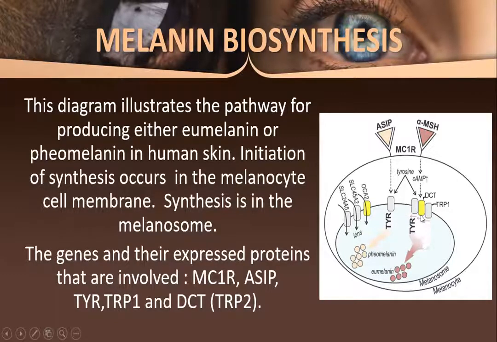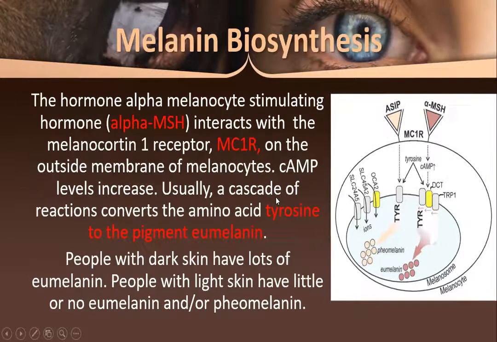Then TYR is another protein which usually performs its function inside the melanosome. Then TRP1 and TRP2, both are proteins related to tyrosinase. Let's discuss a few things about this. The hormone alpha melanocyte stimulating hormone interacts with the melanocortin 1 receptor, MC1R receptor, which I just told you is on the outside membrane of the melanocyte.